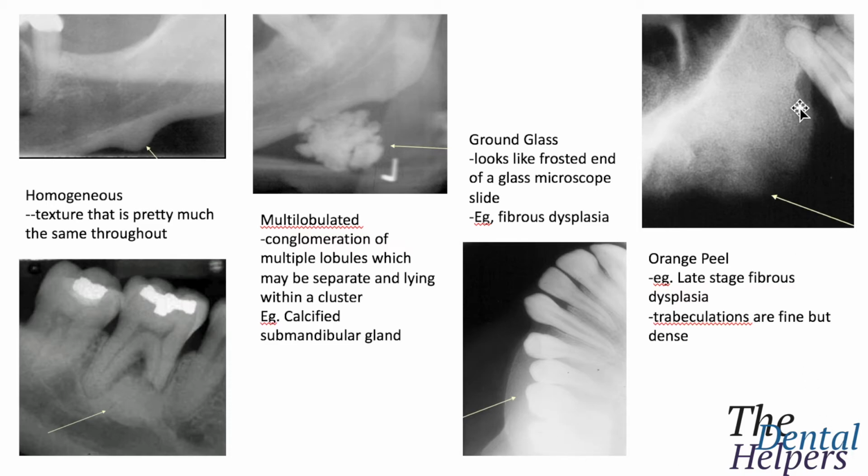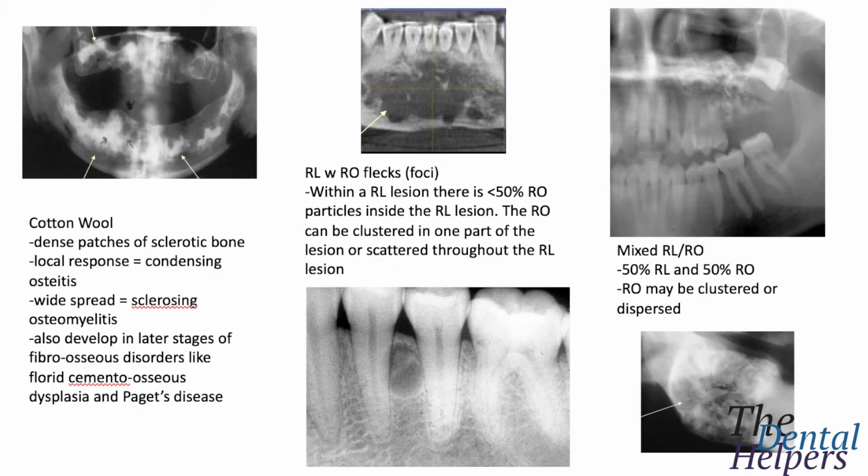Now, orange peel, if we look at this and kind of think of what stippling looks like, it's kind of the same thing where it's like this spotted pattern that you see all along here. And that's basically an example of a late stage fibrous dysplasia. So this would be an example of an orange peel pattern for the texture.